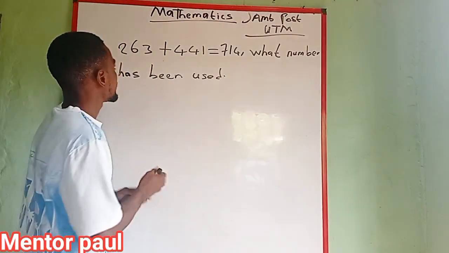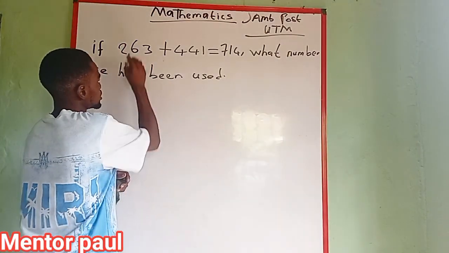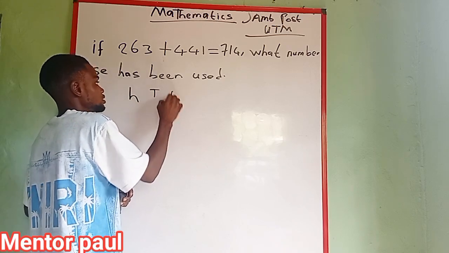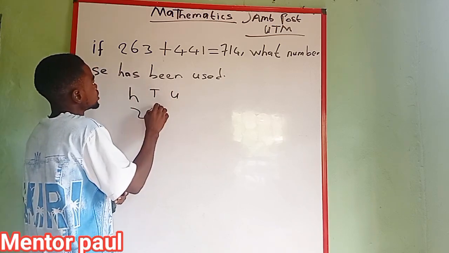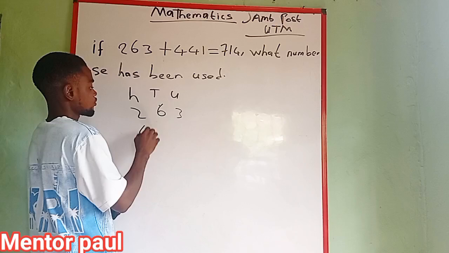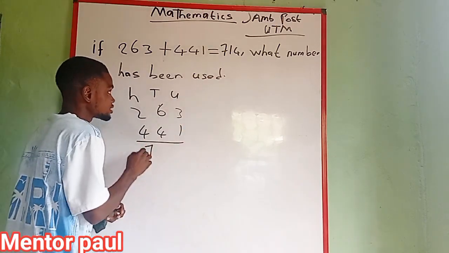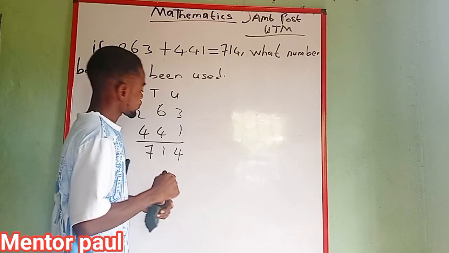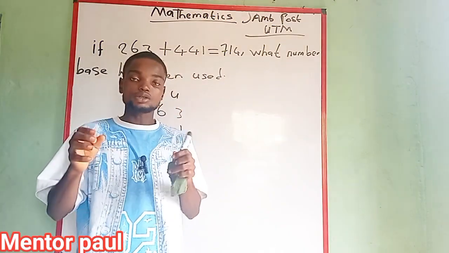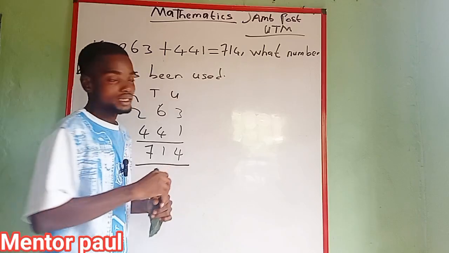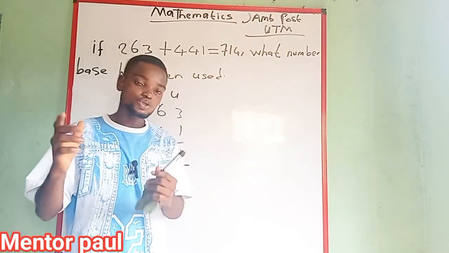Now to get this, first of all, let's look at the hundreds, tens, and units. So here we have 263 and here 441, and this equals 714. Now there is an easy method for you to denote the number base that has been used here, and I'm going to show you that.